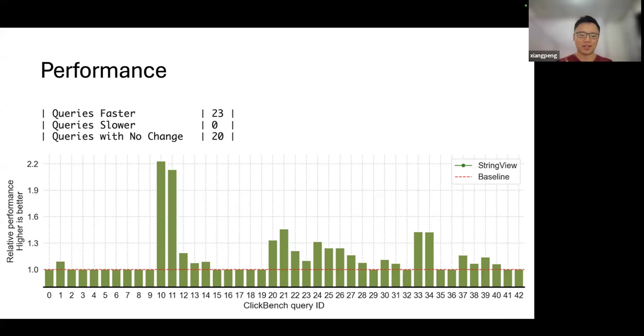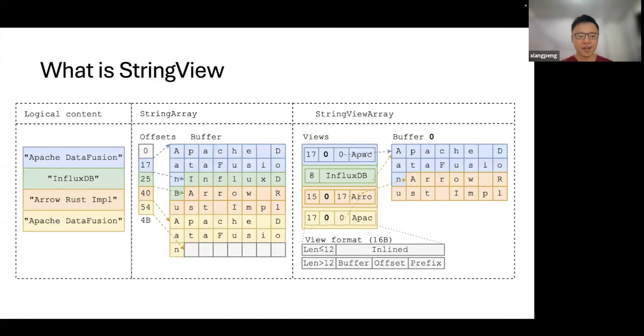So how we leverage StringView's unique properties to make DataFusion faster. Here I want to discuss what StringView is. I want to give a very high-level idea of this new data representation.